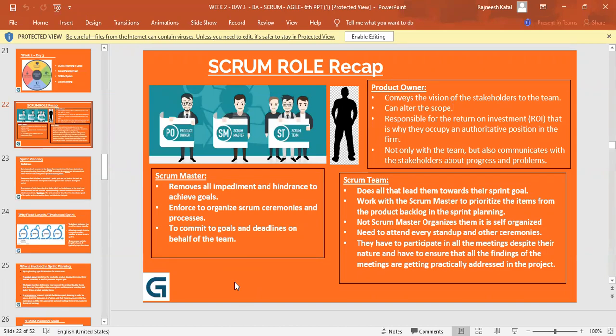Scrum Master removes all impediments and hindrances to achieve goals, enforces organizing Scrum ceremonies and processes, and commits to goals and deadlines on behalf of the team. Okay, now tell me, is it easy to understand or not?